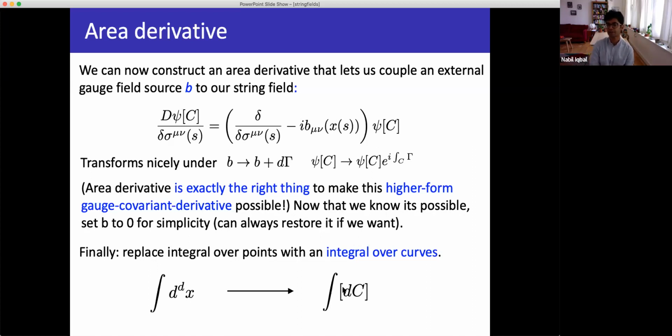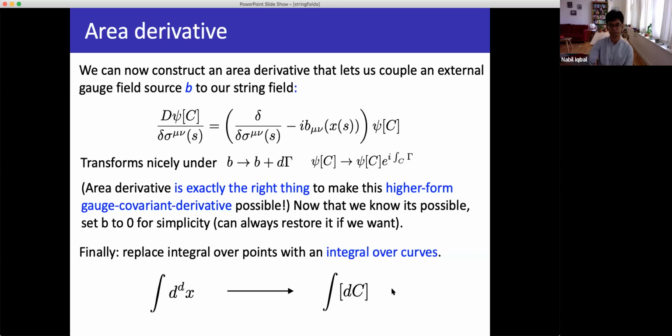Okay, so we have almost all the ingredients that we need. So finally, I'm going to take the integral over points that appears in my normal action and replace it with an integral over curves, an integral dC. This integral over curves is the regular functional integral over loops. This is something that we know how to do. This is a little annoying.